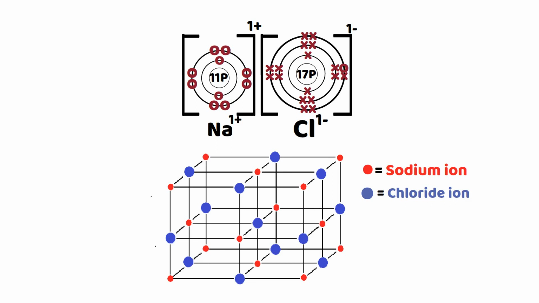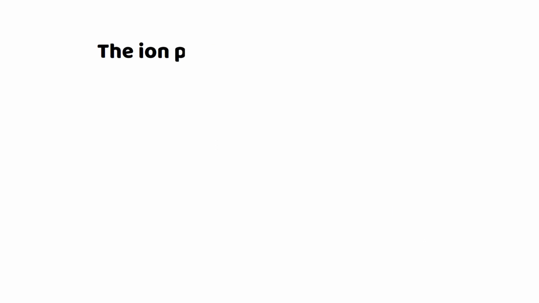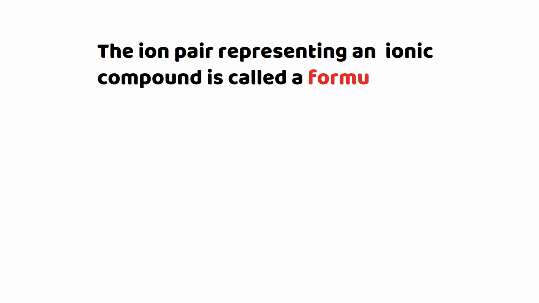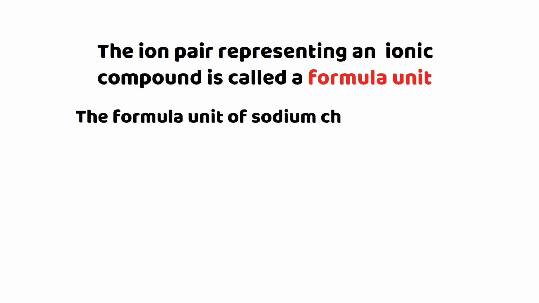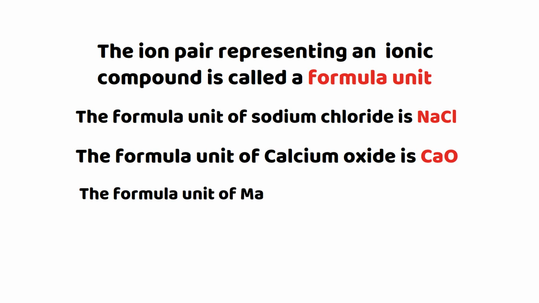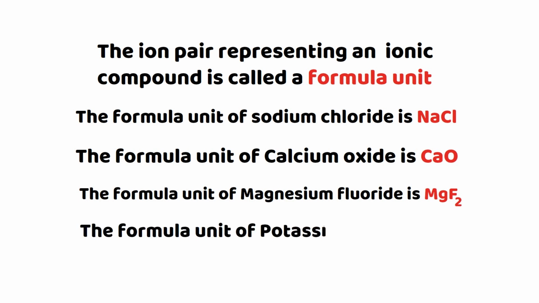Now, this ionic compound, sodium chloride, is represented by NaCl. The ion pair representing an ionic compound is called a formula unit. For example, the formula unit of sodium chloride is NaCl. Also, the formula unit of calcium oxide is CaO. The formula unit of magnesium fluoride is MgF2 and the formula unit of potassium oxide is K2O.